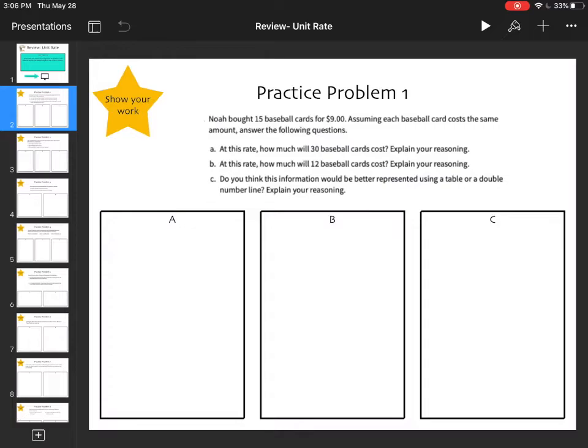Noah bought 15 baseball cards for $9. Assuming each baseball card costs the same amount, answer the following questions. At this rate, how much would 30 baseball cards cost? Explain your reasoning.